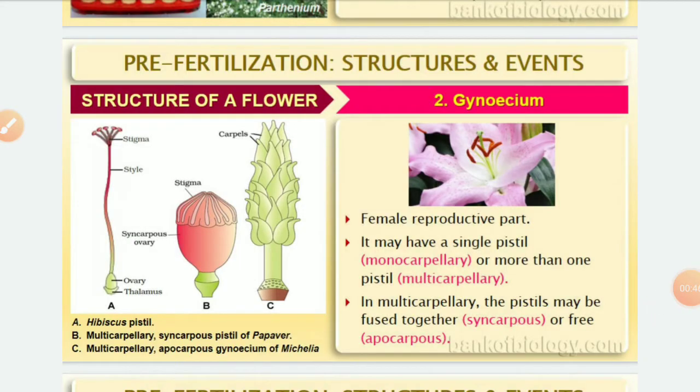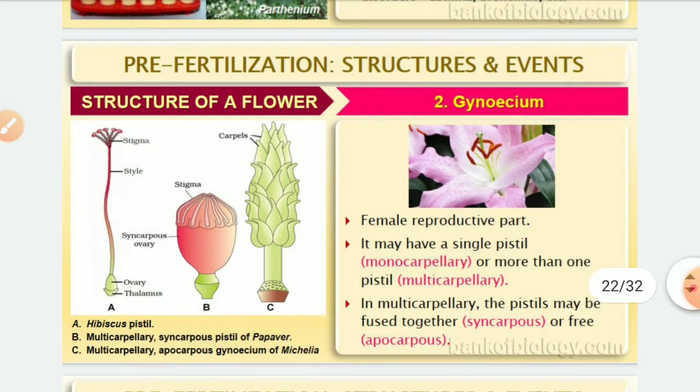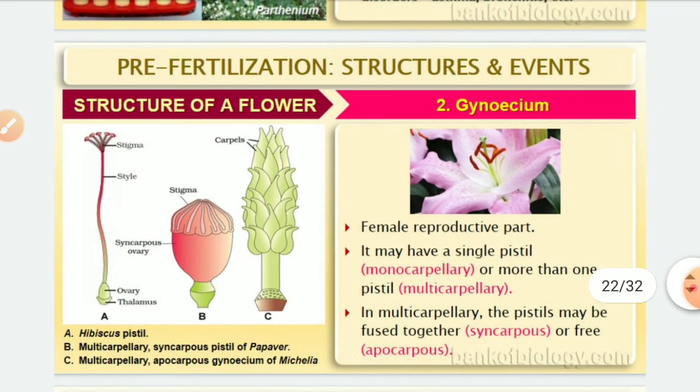See, in multicarpellary, the pistils may be fused together. If the pistils are fused together, it is known as syncarpous, and when they are free, it is known as apocarpous. You can see in the diagram that A is multicarpellary, where the pistils are free.